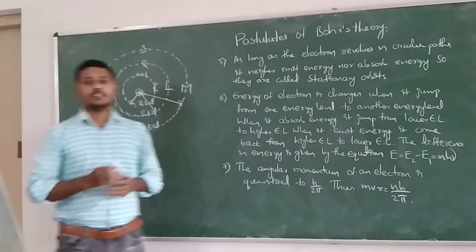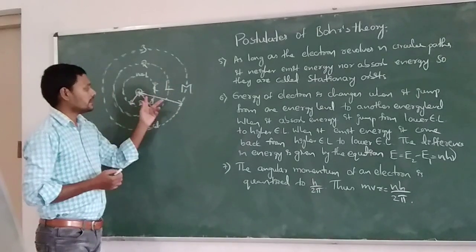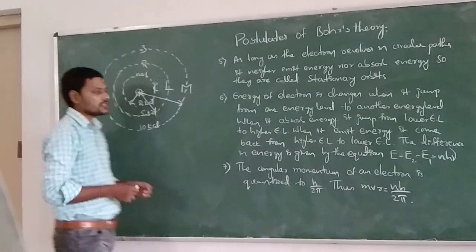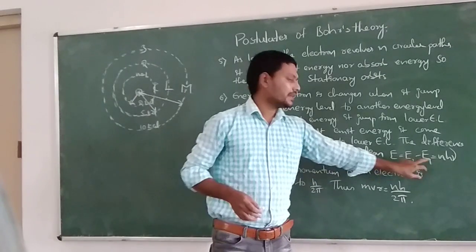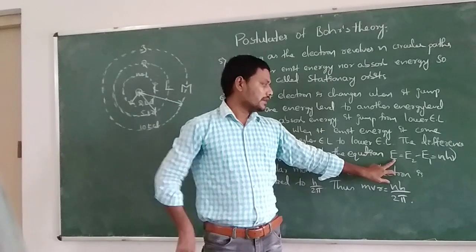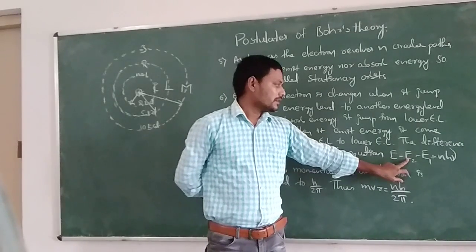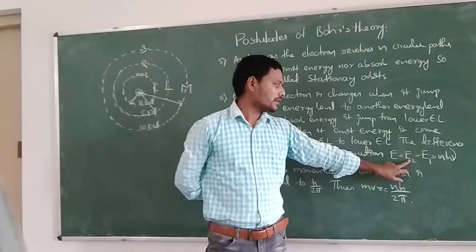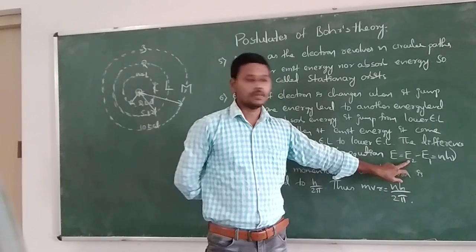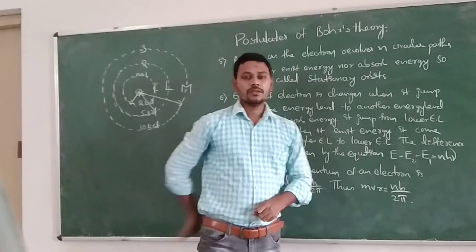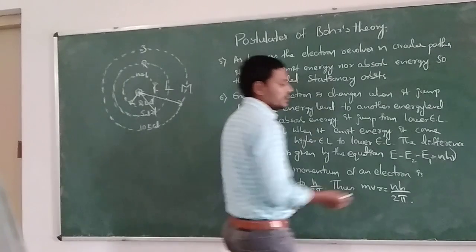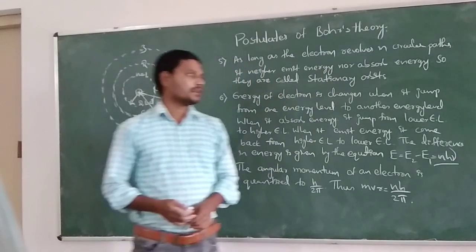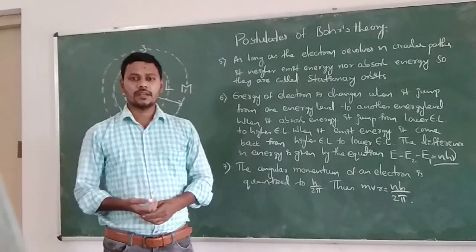So the energy difference between two orbits of an electron is given by the equation E equals E2 minus E1, where E is the total energy, E2 is the energy of the higher orbit, and E1 is the energy of the lower orbit. So the difference is given by the equation E equals nhν, where n is the number of integers 1, 2, 3, 4 and so on.